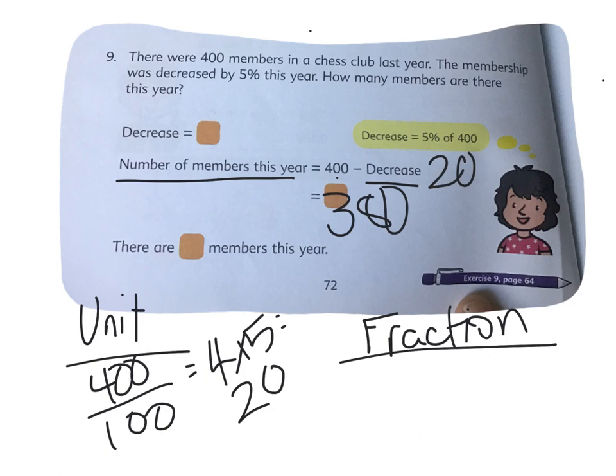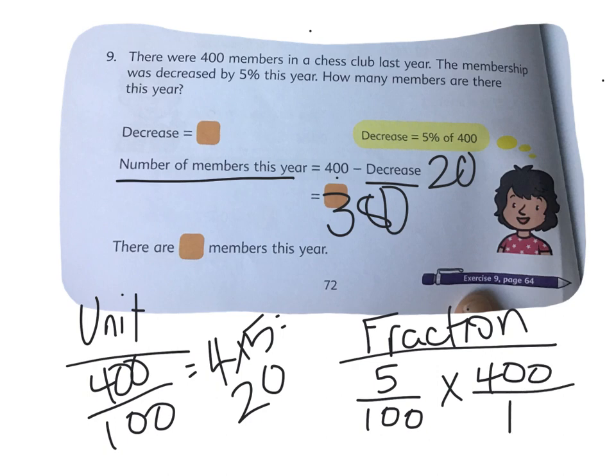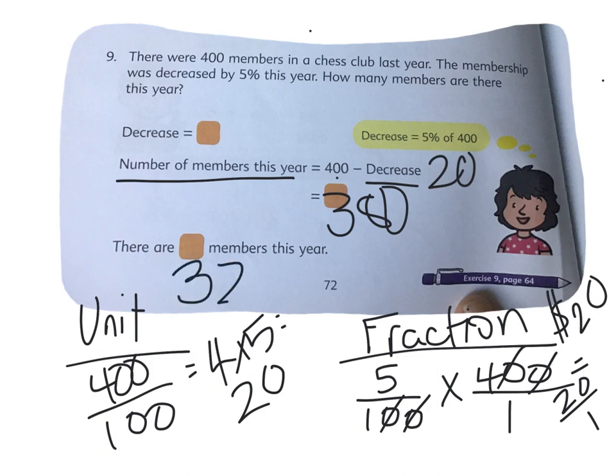Let's do it the fraction way. So the fraction of 5% is 5 over 100. 5% of 400 is to multiply. Whatever I do to the top, well, this is over 1, I can do to the bottom. Cross off 2 zeros, cross off 2 zeros. 5 times 4 is 20 over 1, or 20. Now remember, you need to go back, and since it was a decrease, you need to subtract. So the answer is 380 members this year.